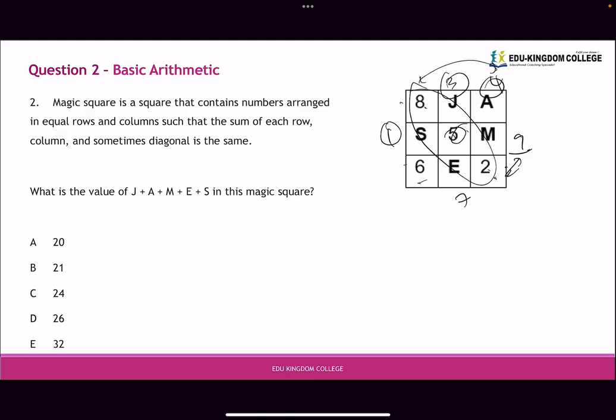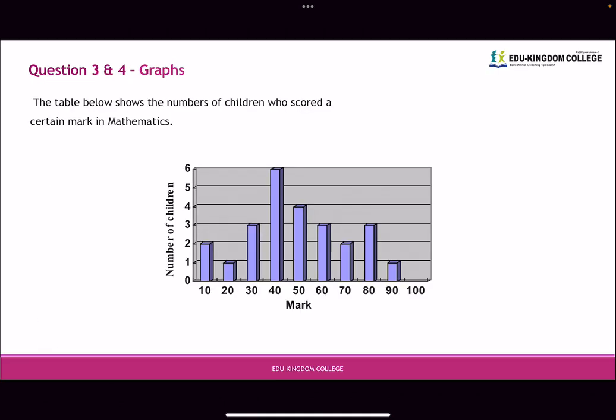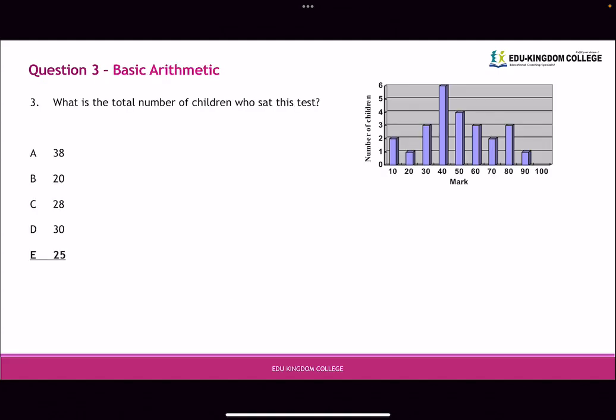So 3 plus 4 plus 9 plus 7 plus 1. So this is 7. Plus a 9 is 16. Plus a 7 is 23. Add the 1 is 24. Now, we're going to be taking a look at this graph on the next slide, or the next 2 slides, for question 3 and 4.